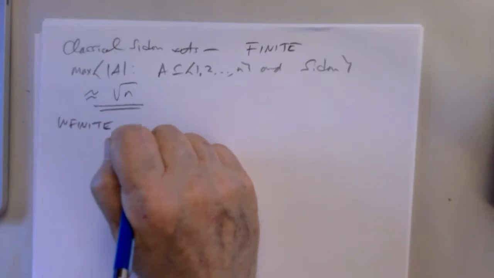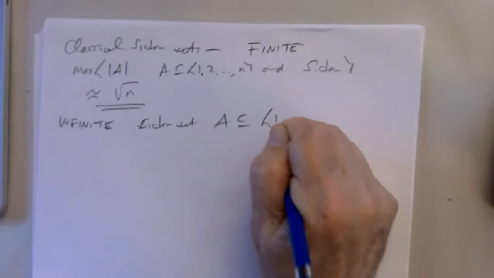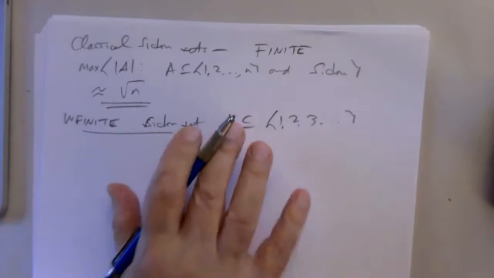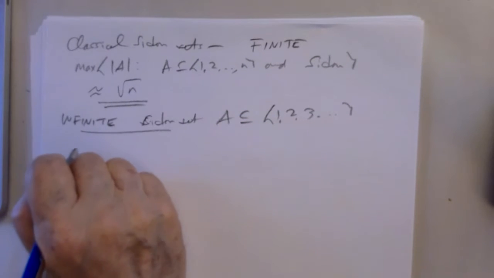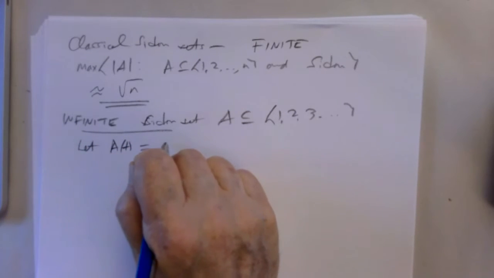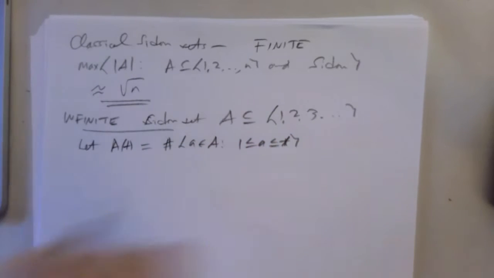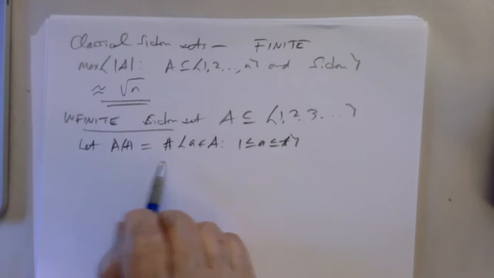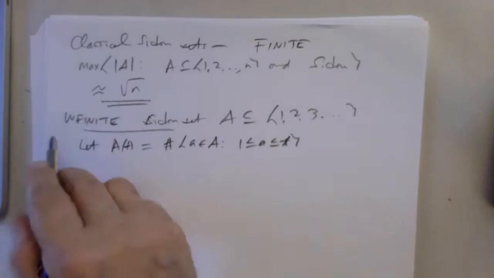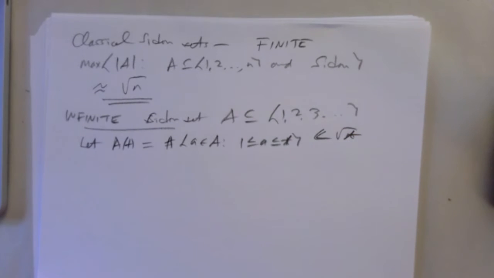So for infinite sets, you have an infinite Sidon set A contained in the positive integers. So it's an infinite set, and so how many elements are there? There are infinitely many. But what you tend to ask is, suppose we let A(T) count the number of elements of the set A between one and T. Of course, if you have an infinite Sidon set, a finite subset will be a Sidon set. So we know that this can't be any bigger than the square root of T.